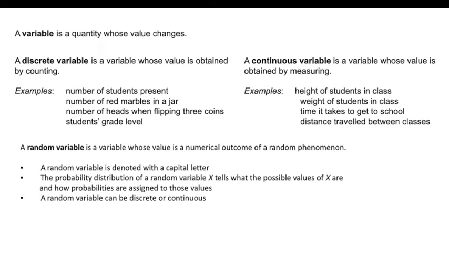A random variable is a variable whose value is a numerical outcome of a random phenomenon. Okay, random variables are denoted by a capital letter. The probability distribution of random variable X tells what the probability value of X is. Whenever we see P followed by X, it means we are looking at the probability of X. And a random variable can be either discrete or continuous, but our focus for this unit is more on discrete.